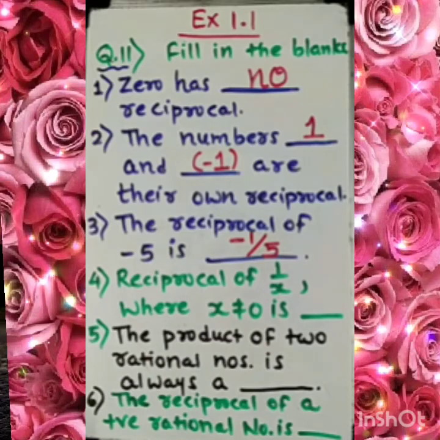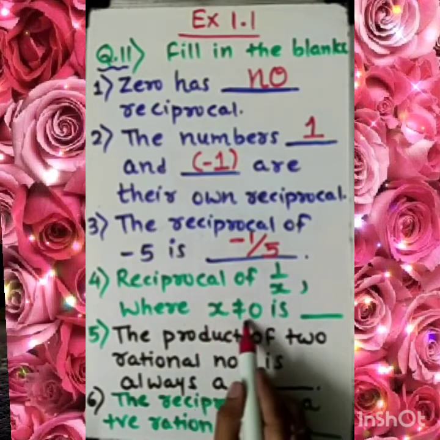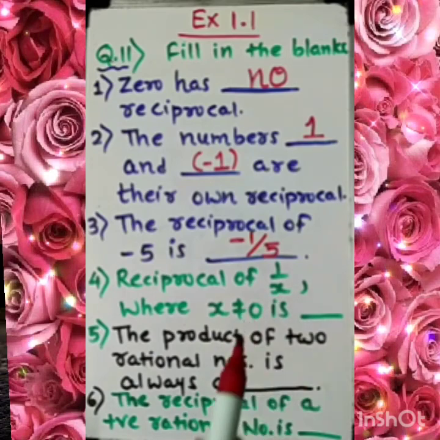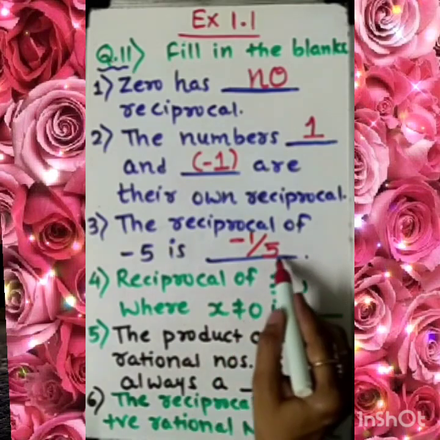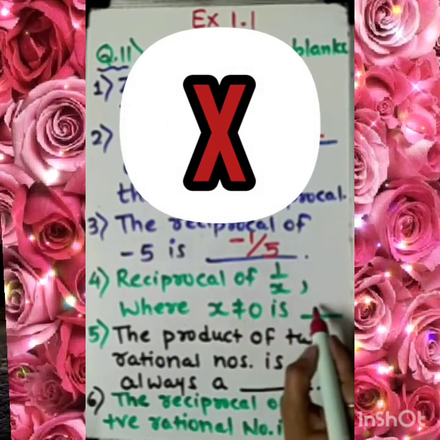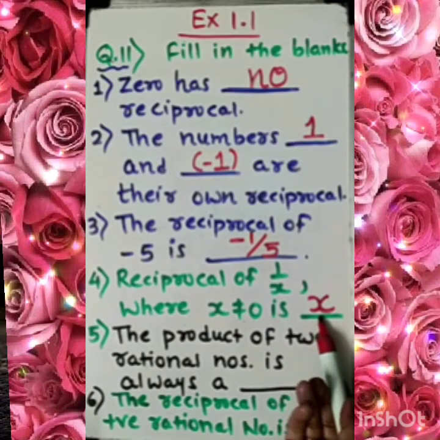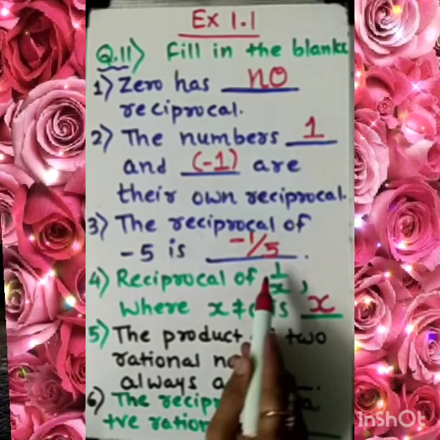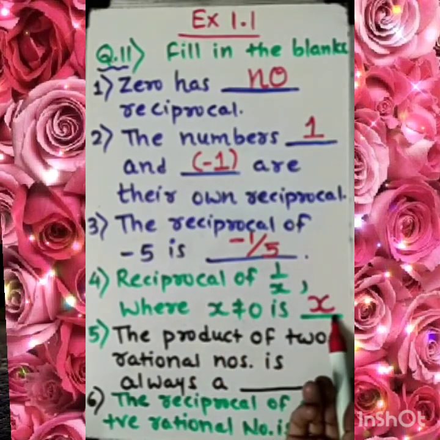Clear to you? Next, the reciprocal of 1 by x, under the condition x not equal to 0. The denominator must not be 0 for a rational number, you know. So the reciprocal of 1 by x will be x. If I ask you the reciprocal of x, then you should say 1 by x.